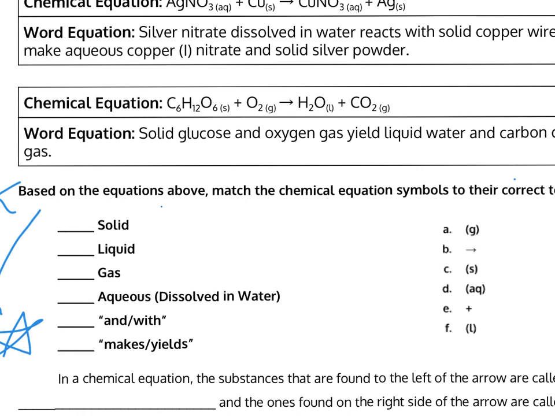So that should have been fairly easy for you, for the first few at least. Solid was C, liquid was F, gas was A, aqueous was D, and/with, that was the plus sign, that was option E, and makes/yields is the arrow. So you use the arrow anytime you're saying this is when the reaction actually occurred. Anything after this is a product.